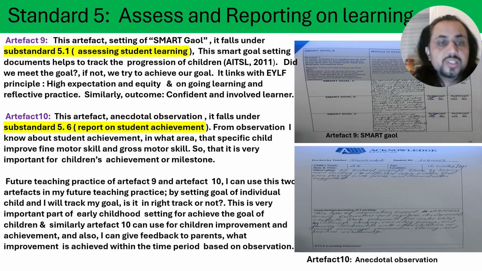And if not, we try to achieve our goals. It links with the EYLF principles of high expectations and equity, and ongoing learning and reflective practice. Similarly, the outcome is confident and involved learners.